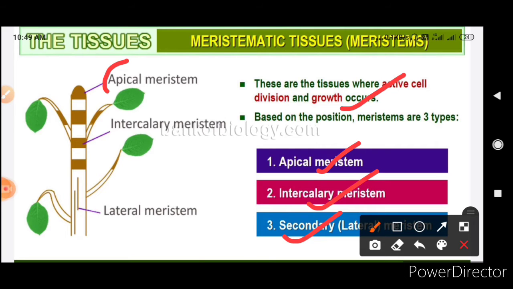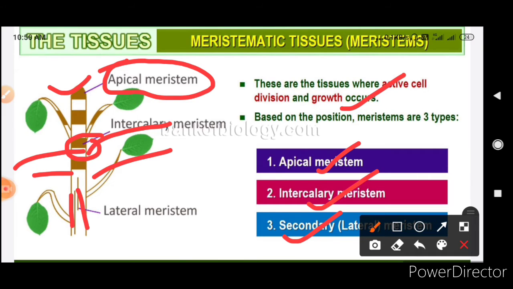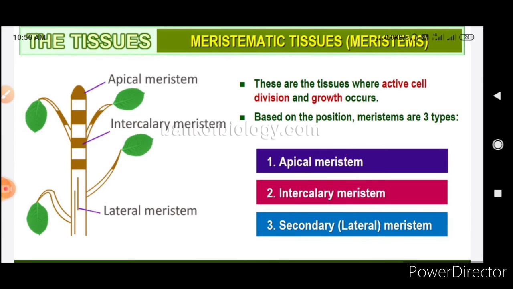Apical means it will be present on the apices, that is the upper portion. So this is the apical meristem. Intercalary meristem is positioned near the nodal region, and the lateral meristem will be present on the sides. Apical meristem will allow the plant to grow in height. Lateral meristem will allow the plant to grow in width, that is the girth part, and the intercalary meristem will help in the formation of various branches. So based on the position, meristems are of three types: apical, intercalary and lateral meristem.